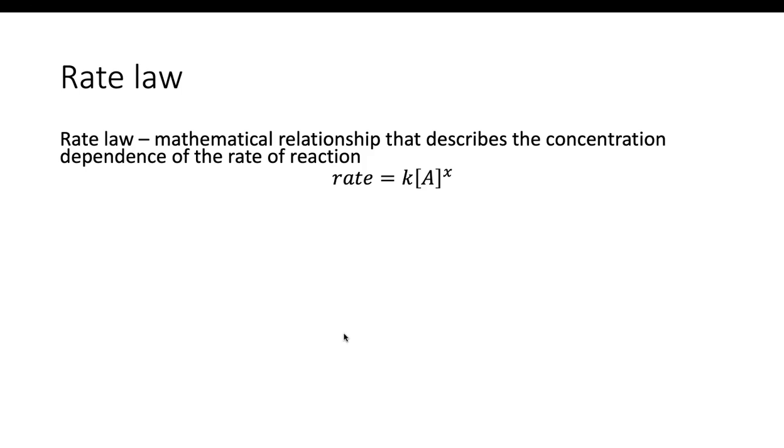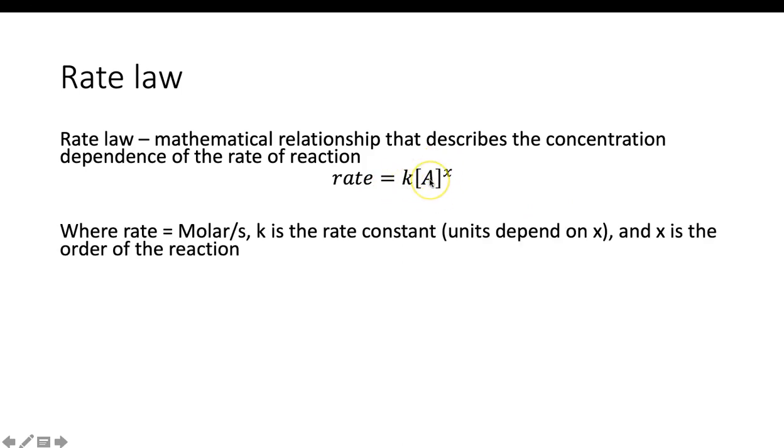Alright, so when we have a reaction, we can express the concentration dependence of the reactant in terms of a rate law. So that rate, which could be the rate of disappearance or rate of appearance, is equal to k times the concentration of our reactant. So if we increase the reactant, we might increase the rate. And then we have an x, which is an order.